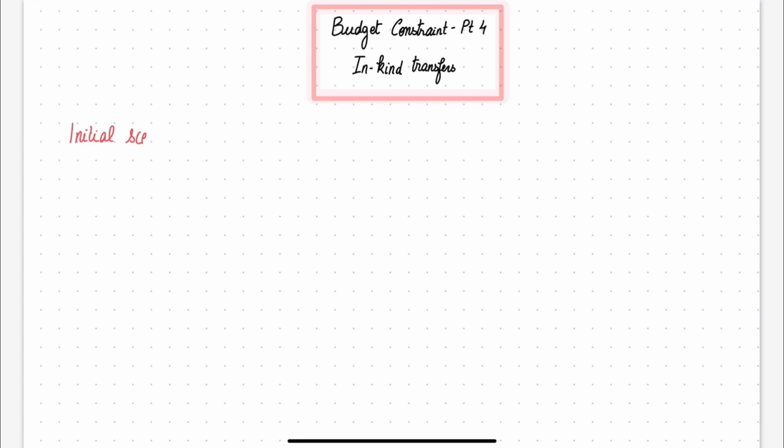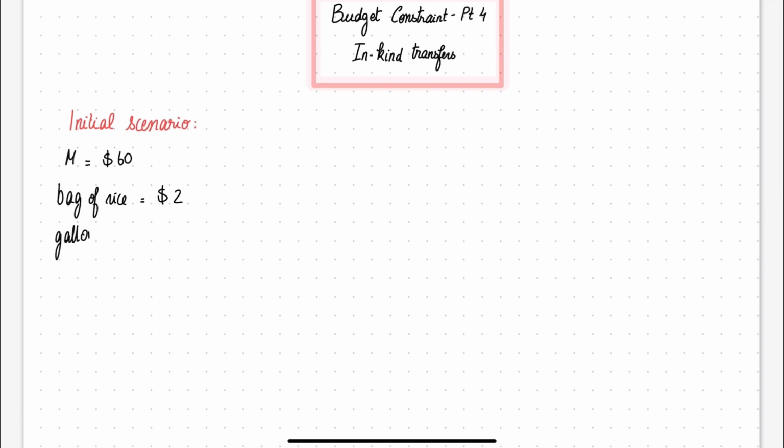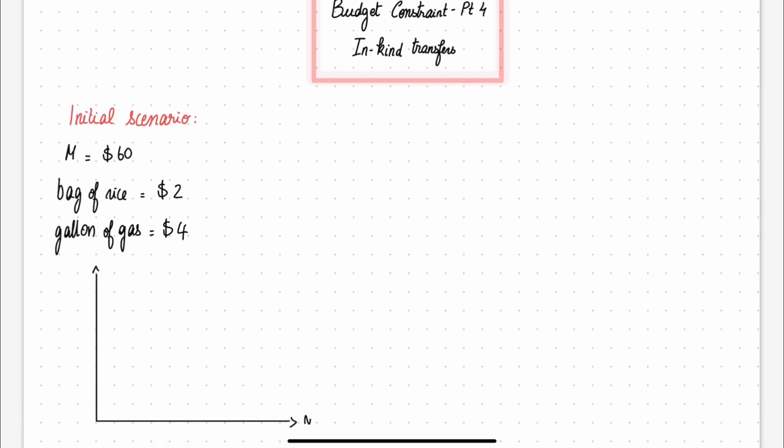To keep things simple in this video, we'll stick to our previous example. So remember, we had a $60 budget and two goods, rice and gas. The price of a bag of rice is $2 and a gallon of gas is $4. This formed our initial budget constraint.